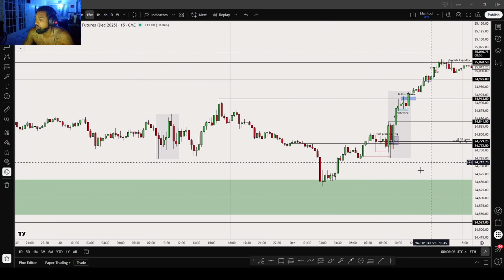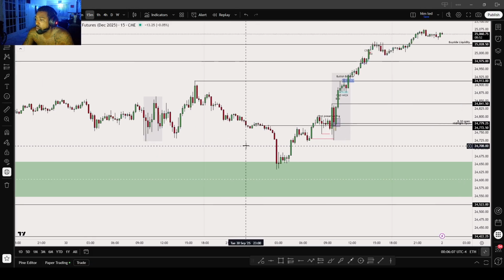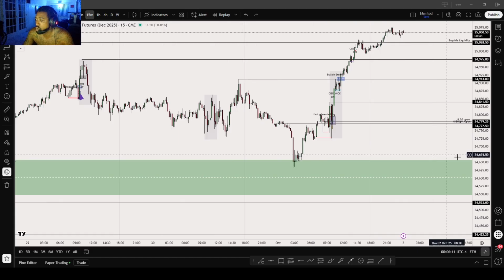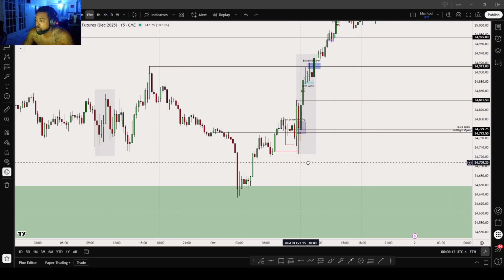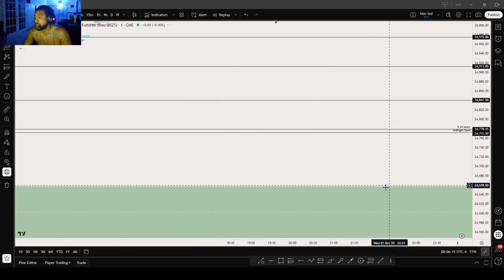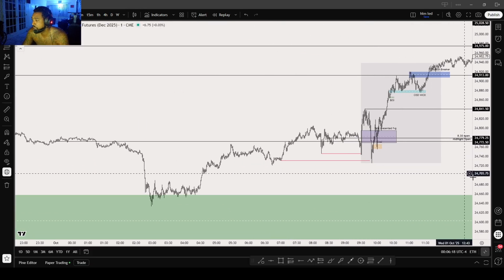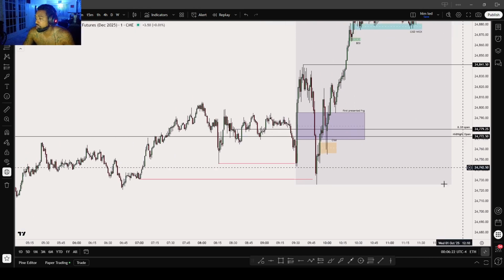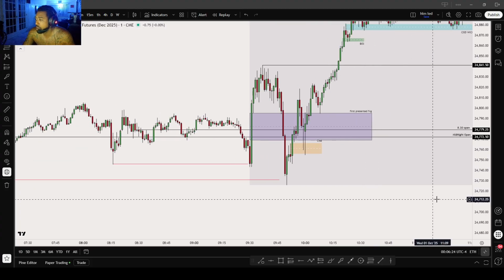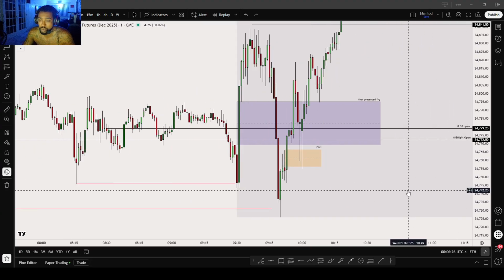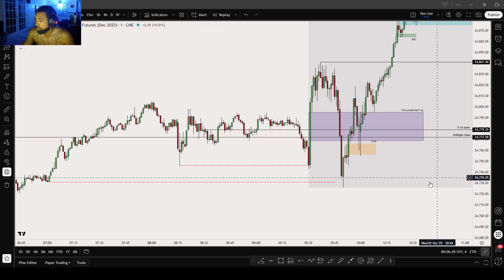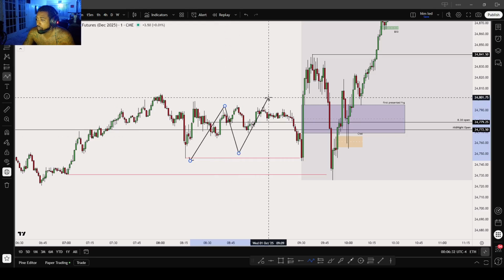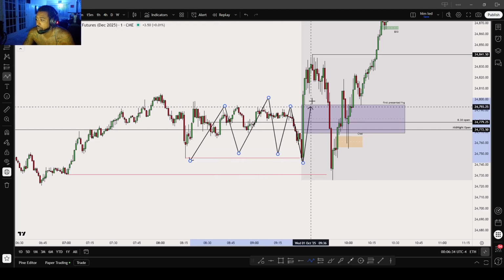So let's break this down. We see here at basically 2 in the morning, we came down and tapped the zone, literally right here at 2 in the morning. So I was not expecting it to come down there anymore. I was just expecting a little small sweep. Because remember, if you're bullish, you want to see it accumulate, accumulate, accumulate, manipulate.